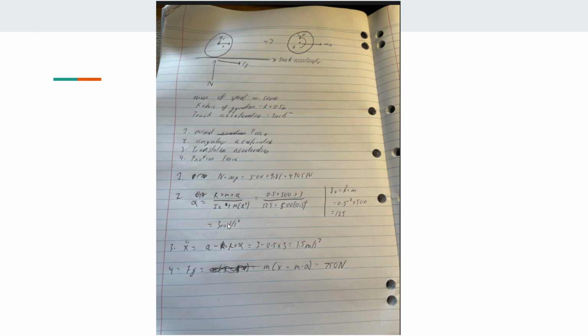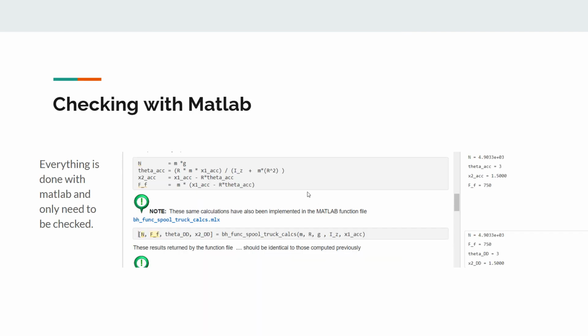Then I try to find the translational acceleration, which is seen below, which is just 1.5 meters per second squared, and then the friction force, because it's also acting upon this free body diagram, which is just 750 newtons.